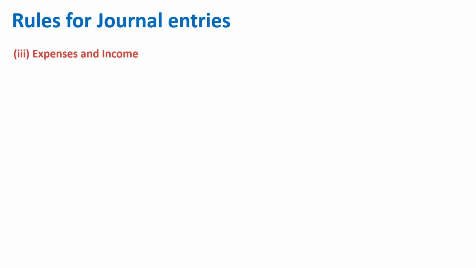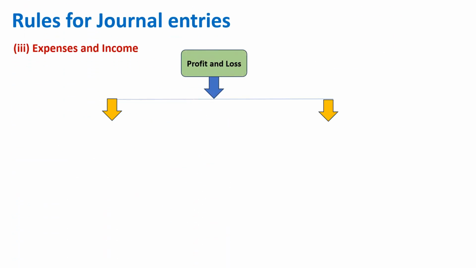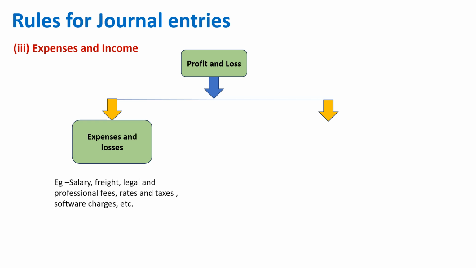Coming to the third category, expense and income, this is equal to nominal account. So to derive profit and loss, you have to prepare profit and loss account. And under that, there are two headings: one is expense and loss and another is income. All expenses and losses, for example salary, freight, legal and professional fee, rates and taxes, these are all nominal accounts.